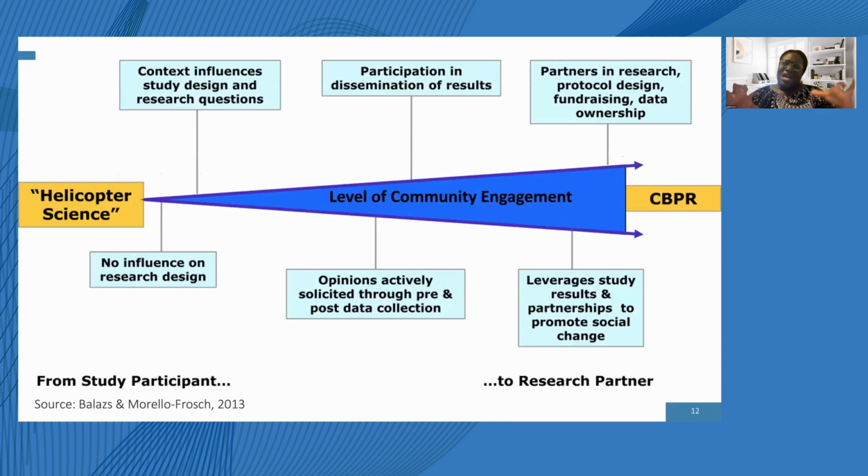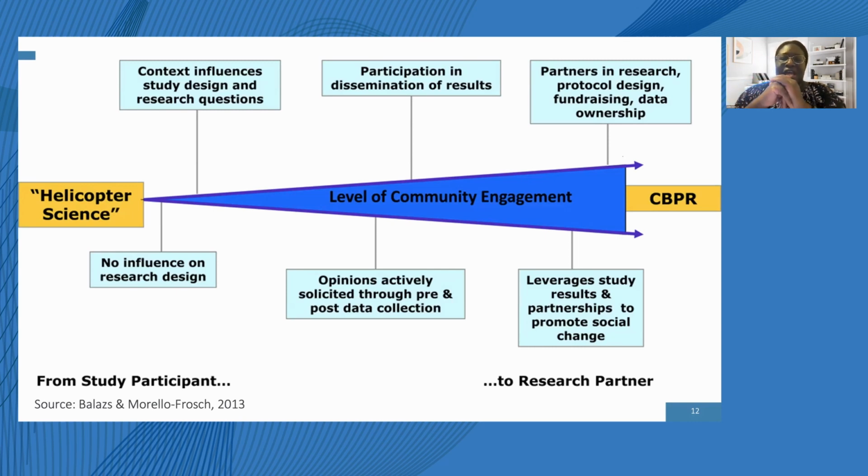So this picture is an example of the spectrum of CBPR. The way that we usually see people operate traditionally, which is what's taught in higher ed, is sort of helicopter science, right? Where the communities do not have any influence on the research. They're simply there to help with recruitment, but they don't shape the study. They don't have any part of it.